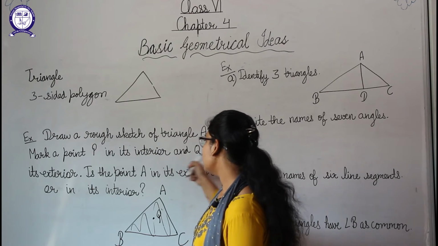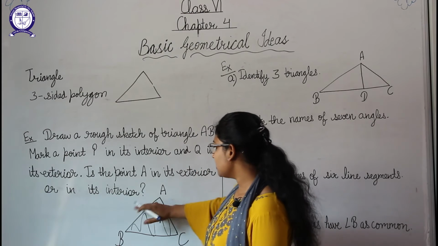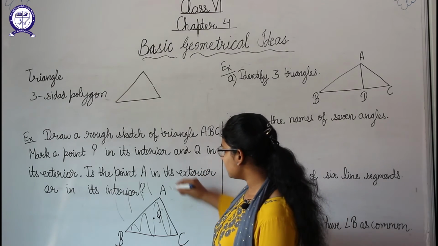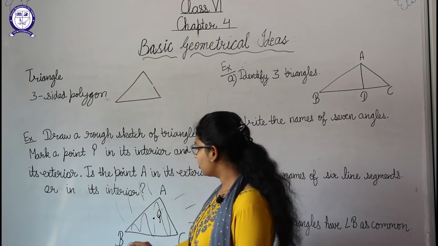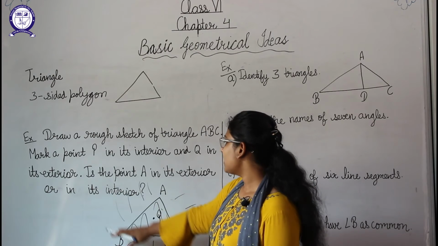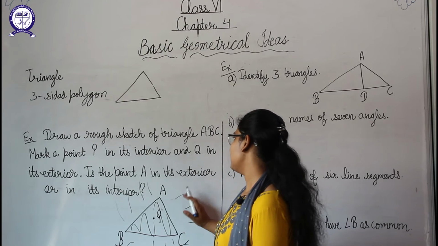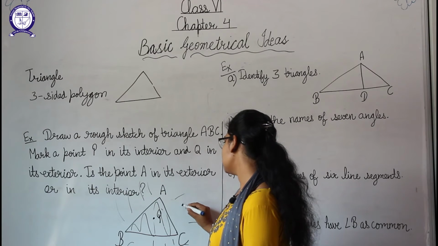Now Q in its exterior. This is the interior part, and this whole area is the exterior part. Okay, so in this part we can mark the point Q anywhere. So I am marking it here. This is point Q.